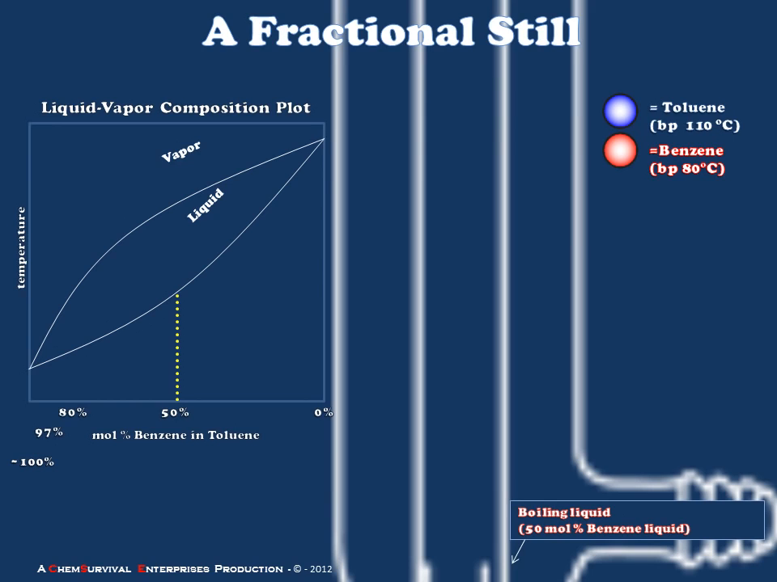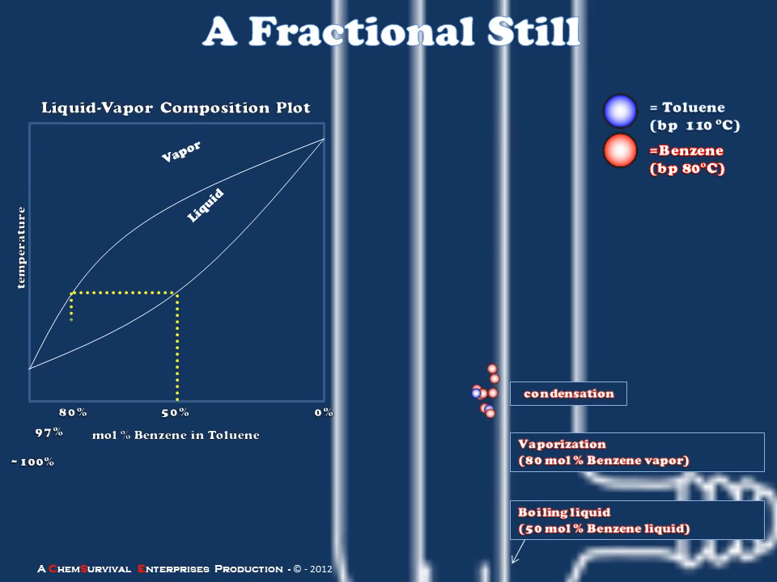Recall again that we're beginning with a boiling 50 mole percent liquid. Our liquid vapor composition plot predicts that the vapor, which will be ascending the column, should be of an 80 mole percent composition. However, as it ascends the column temperature drops, and our small aliquot of mixture here is expected to condense along the walls of that fractionating column. And in doing so, it becomes a liquid.